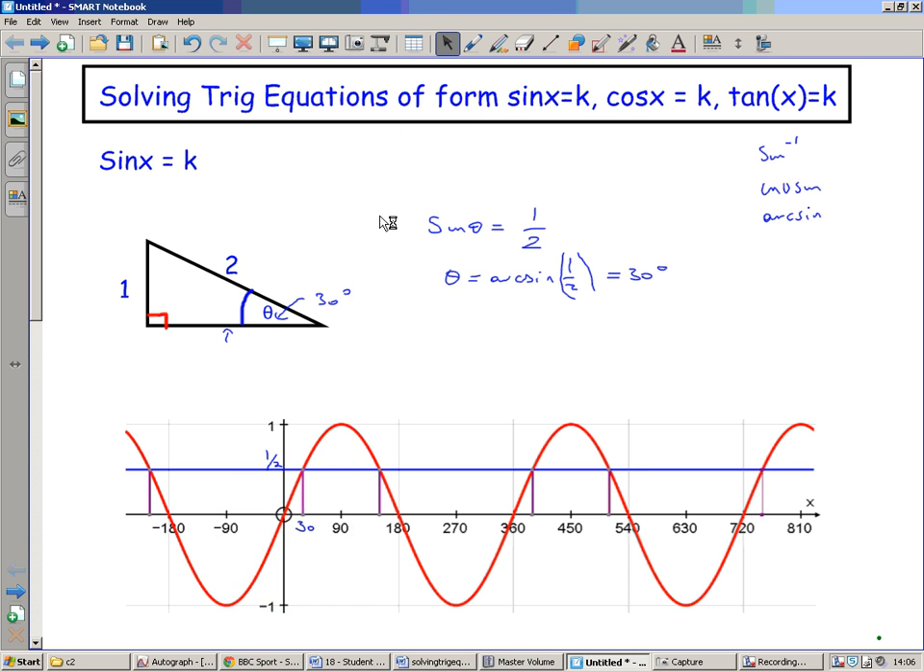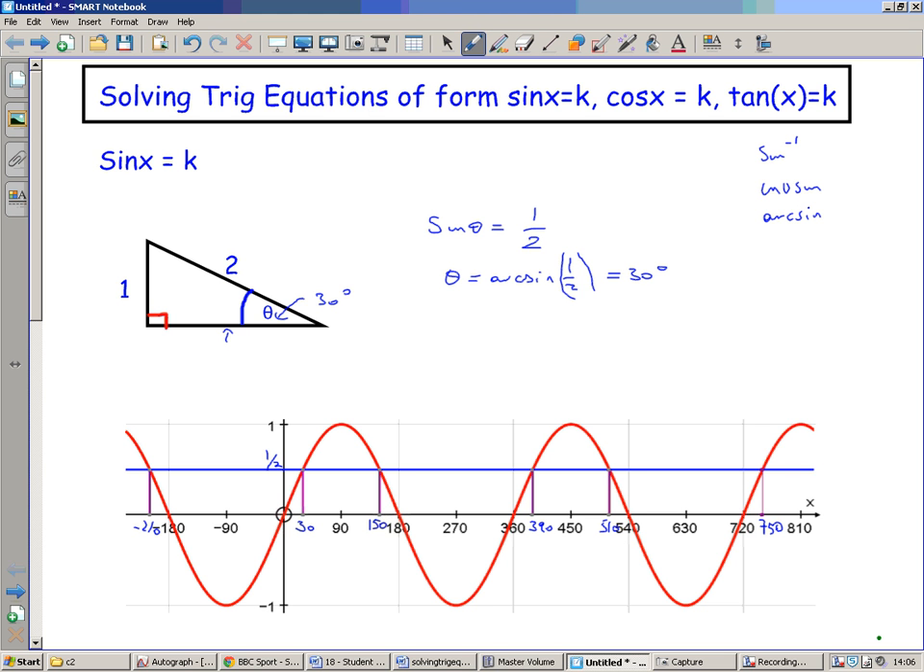However, there are many other values, and you will be able to see them from the graph. We've got 150 there, we've got 390 there, we've got 510 there, and we've got 750 there, for example. And we've got negative values as well, minus 210, and of course you can carry on forever. There's an infinite number of these.